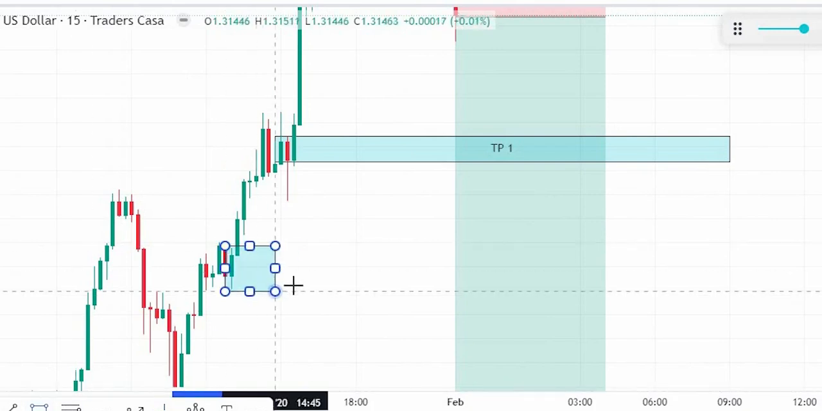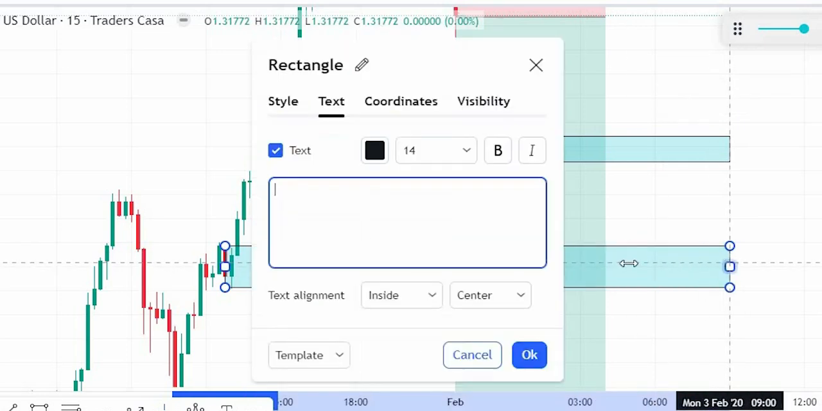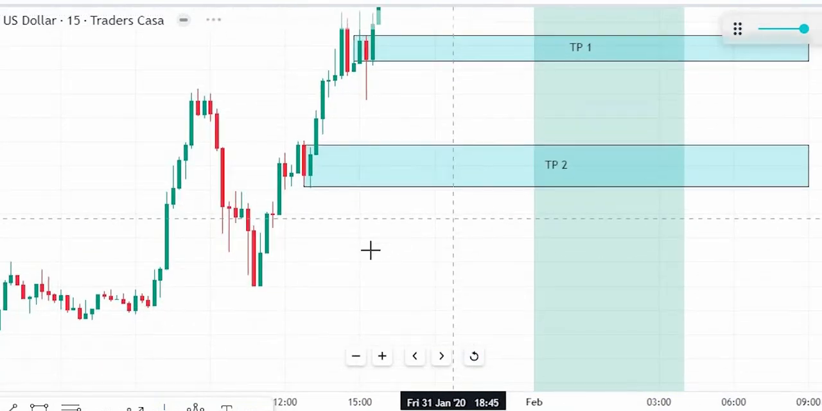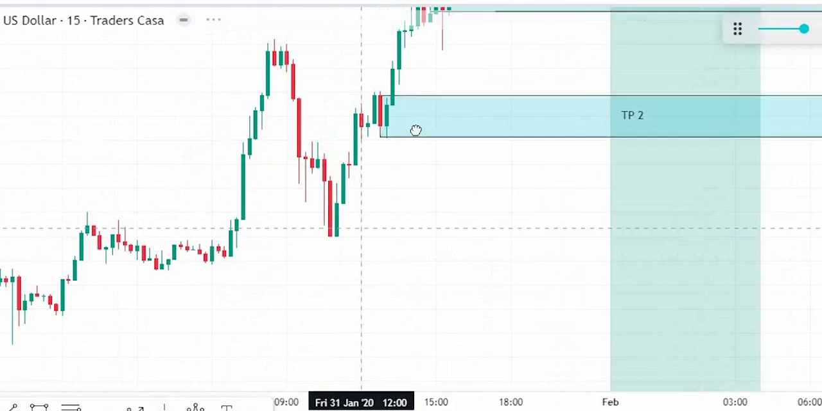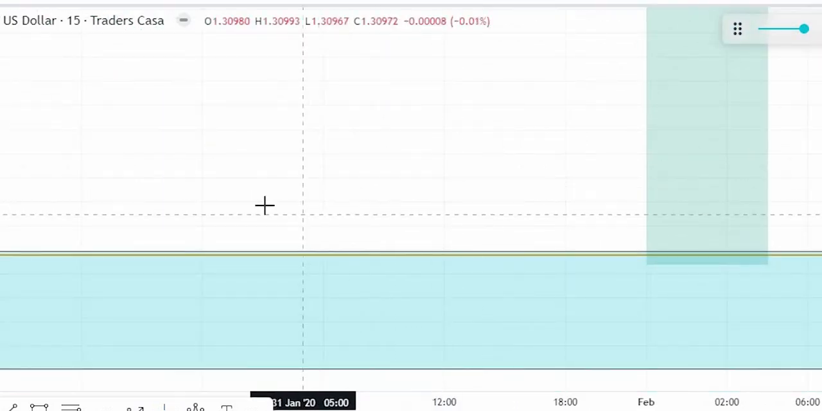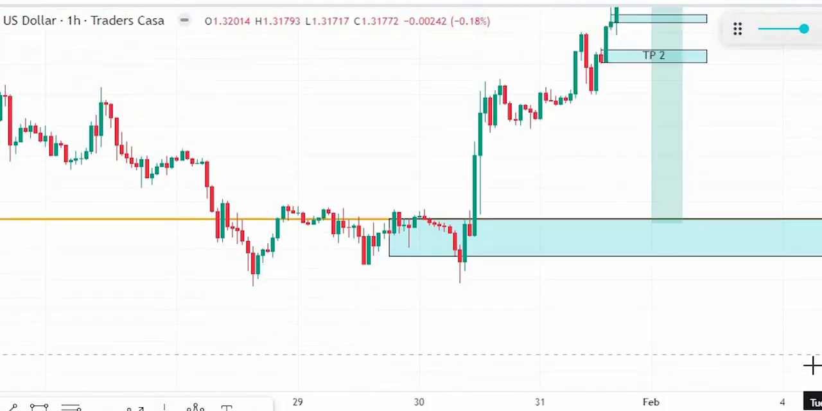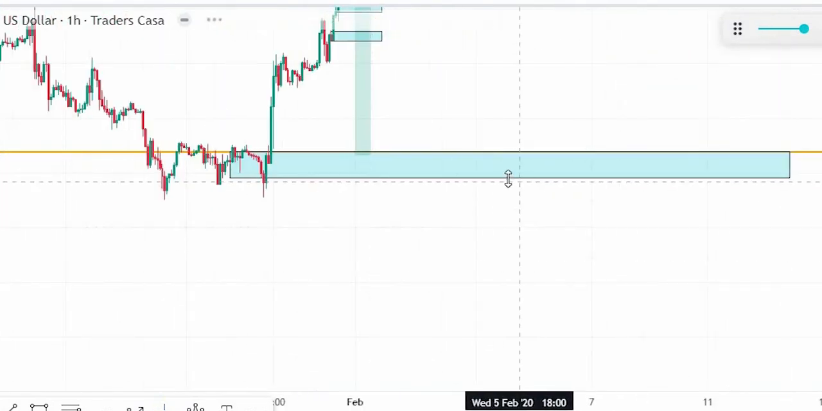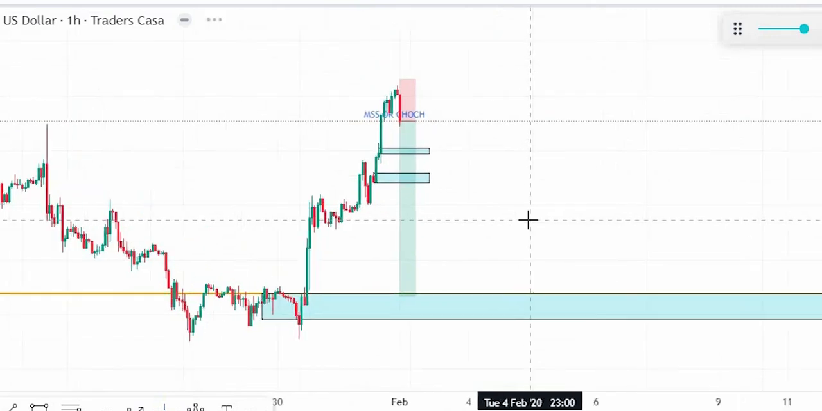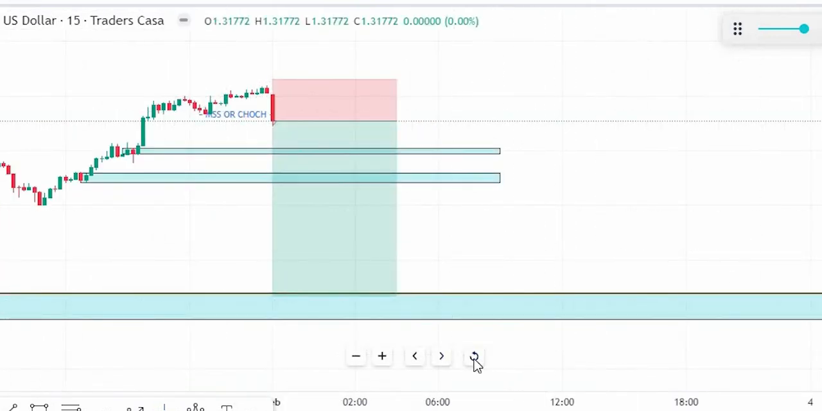This is a value gap that hasn't been mitigated. So we'll be looking for a zone that hasn't been mitigated. TP2, right? Then this will be our TP3 right here. We can go for this as our TP3. This last one here will be our TP3. Right, so with that being said, let's play the market and see what the market has to offer.